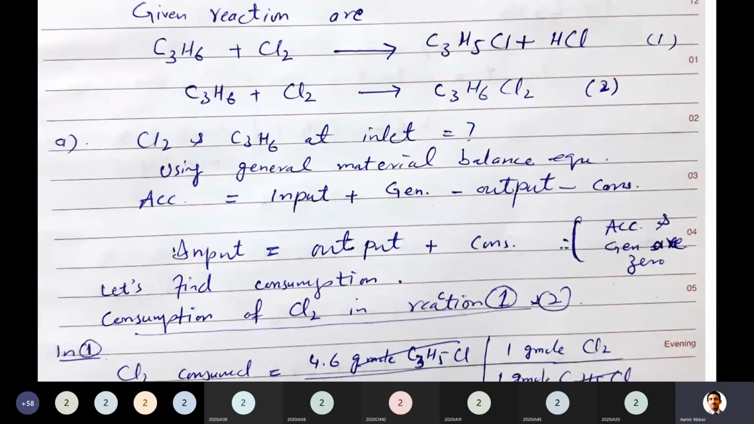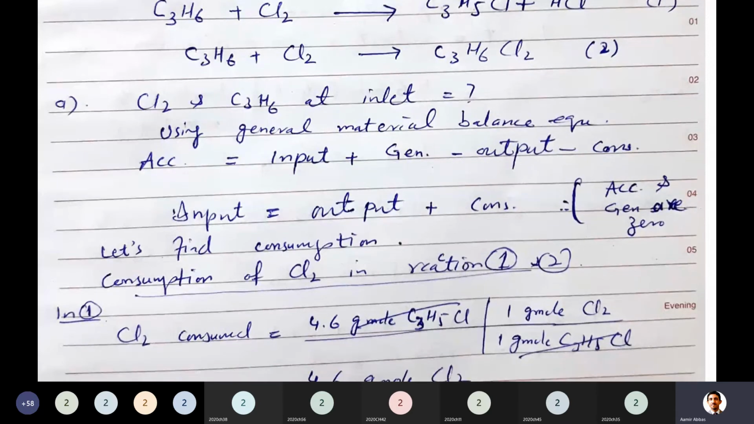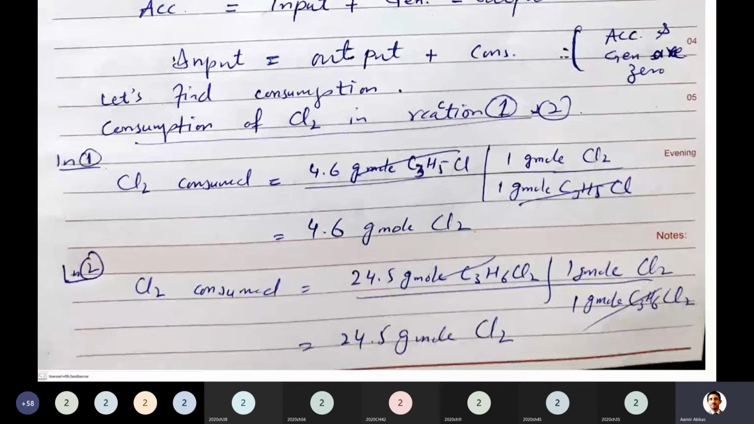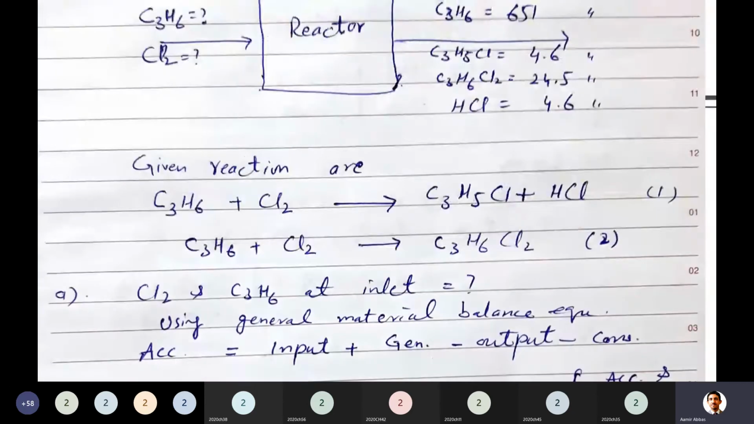1 mole of chlorine is consumed when 1 mole of C3H5Cl is produced. How many mole of Cl2 will be consumed when 4.6 mole of C3H5Cl are produced? That's the same thing. The second one is the chlorine consumed in the second reaction. Can we calculate this based on the given information? Yes, because the product produced in the second reaction is only one, C3H6Cl2, and we know its amount, so we can use that amount.